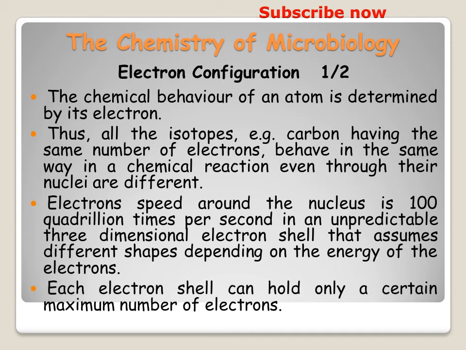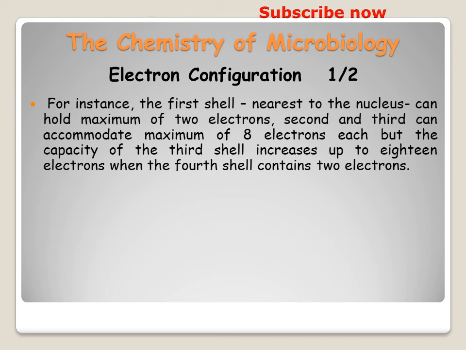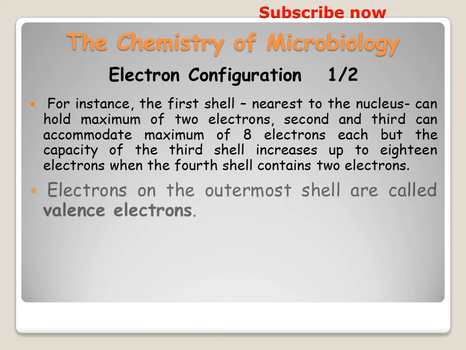Each electron shell can hold only a certain maximum number of electrons. For instance, the first shell nearest to the nucleus can hold a maximum of 2 electrons. Second and third can accommodate a maximum of 8 electrons each, but the capacity of the third shell increases up to 18 electrons when the fourth shell contains 2 electrons.